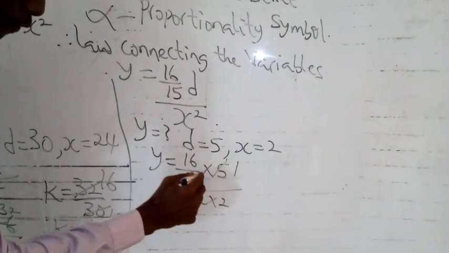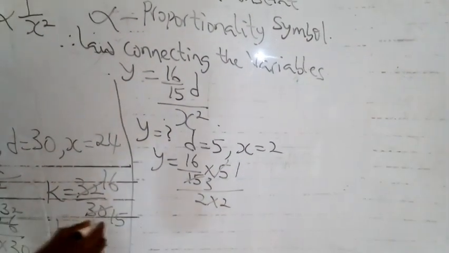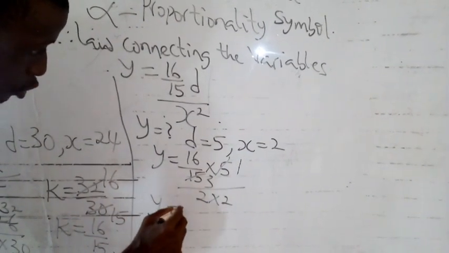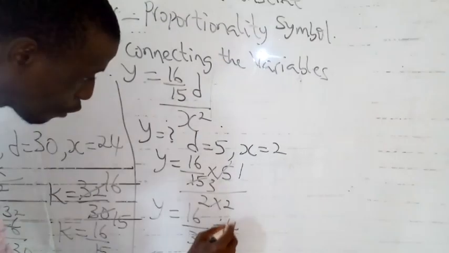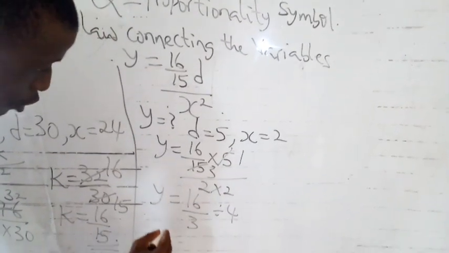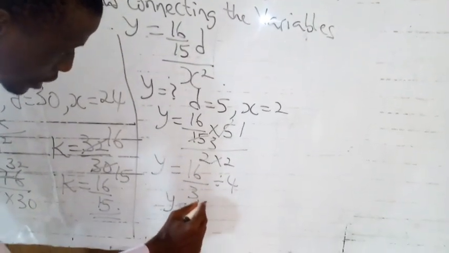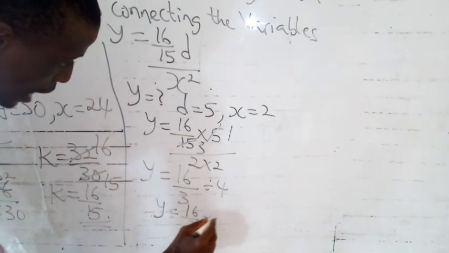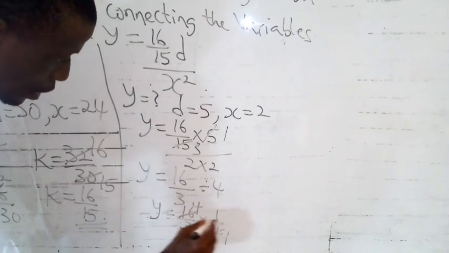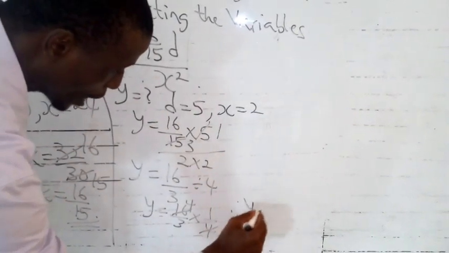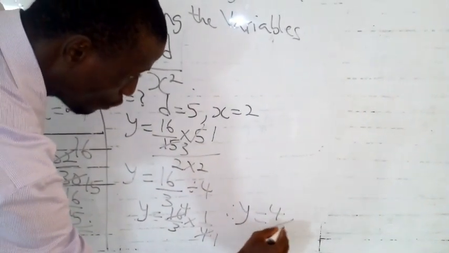5 here 1, 5 here 3. That is y equals 16 over 3 divided by 4, which is going to be y equals 16 over 3 times 1 over 4. 4 here 1, 4 here 4. So therefore, y equals 4 over 3.